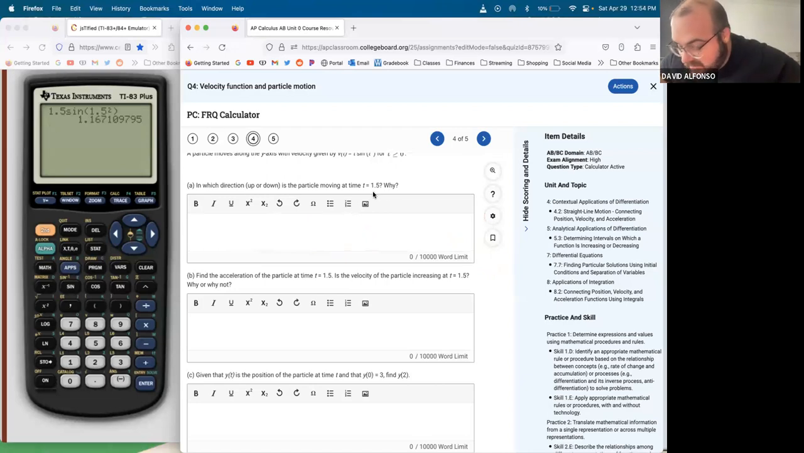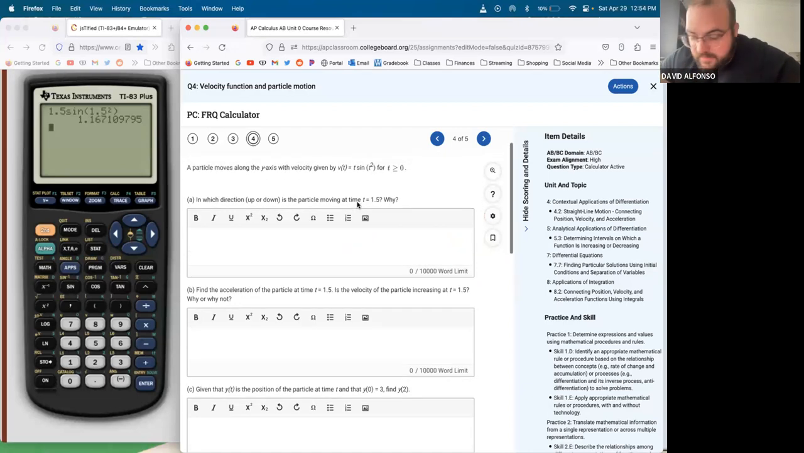Find the acceleration of the particle at 1.5. Basically we need to find v prime of 1.5. Let me clarify something here. You have to show v prime. Do not put a. Say v prime, because you're showing the reader you understand you need to get the derivative of v. If you don't put v prime, how are they going to know what you typed into the calculator? So you need to do v prime of 1.5.